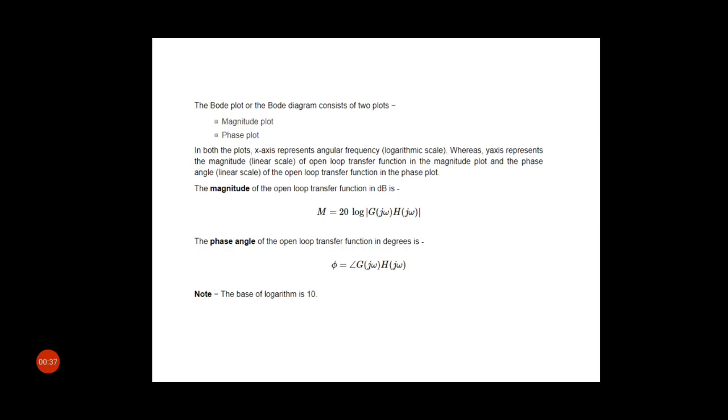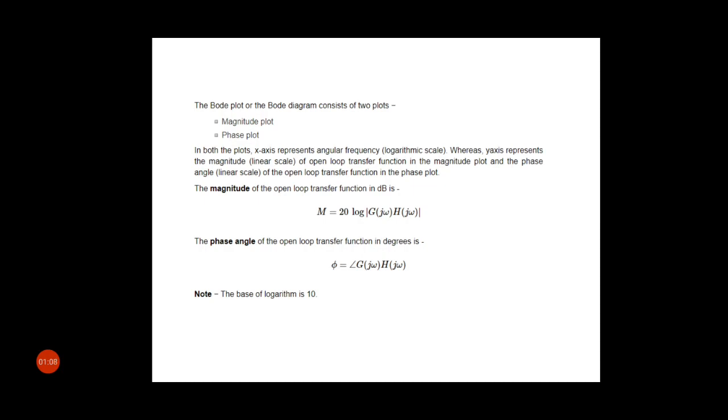By combining these two plots, we get the Bode plot. So coming to the magnitude plot and phase plot. Both of these plots contain the same x-axis, that means the angular frequency, where angular frequency is omega. These two plots differ in the y-axis.